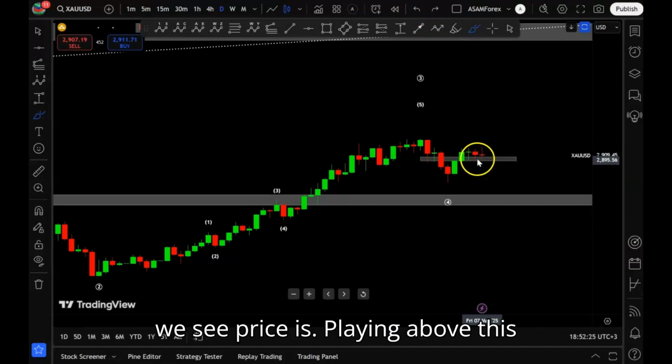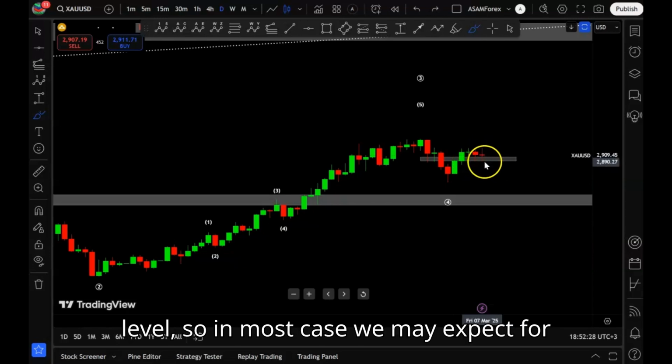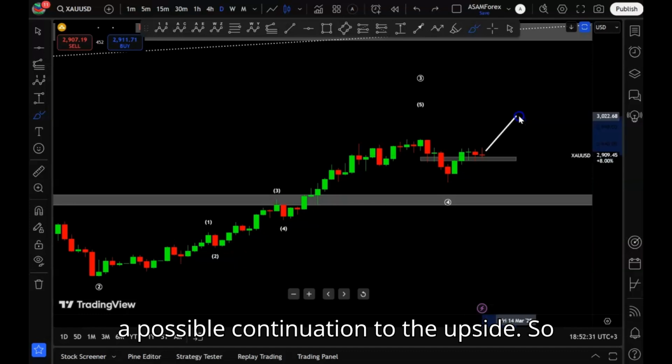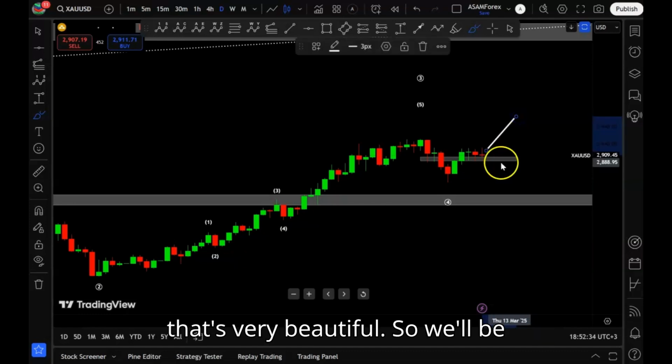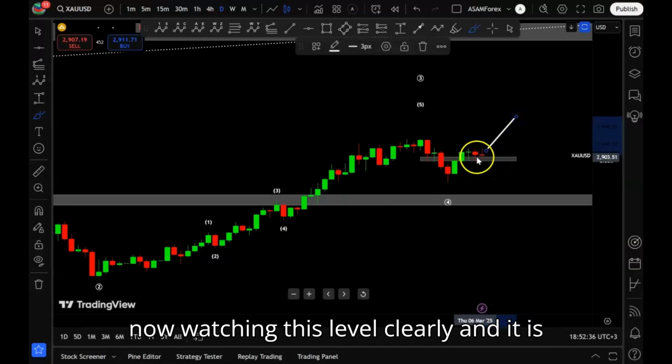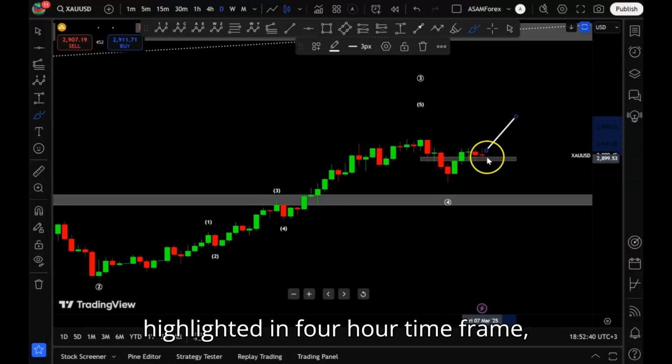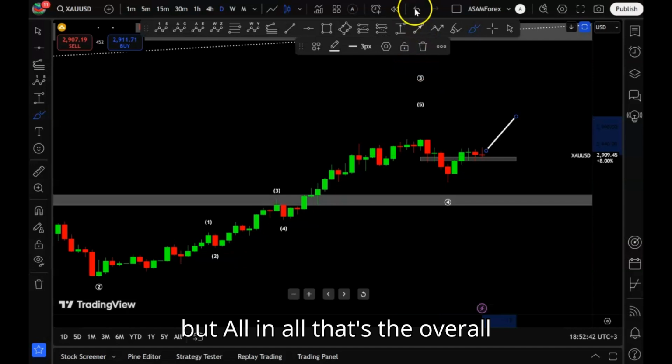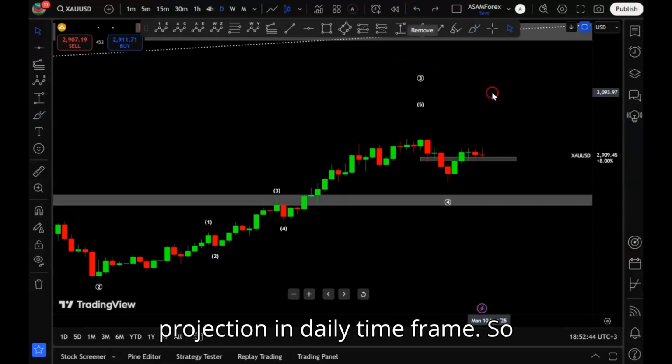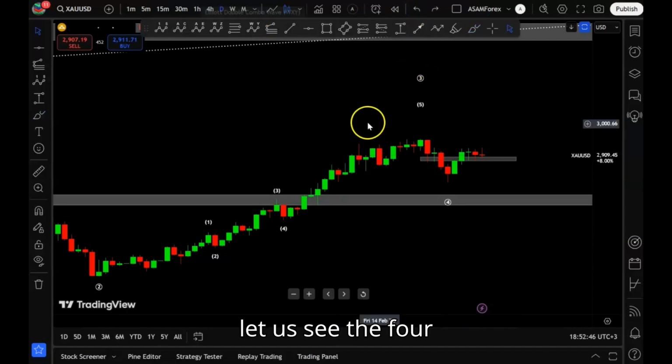So now this indicates that this level is very key and very potential. If we see price playing above this level, in most cases we may expect a possible continuation to the upside. So that is very beautiful. We'll now be watching this level clearly, and it is highlighted in the 4-hour time frame. But all in all, that is the overall projection in the daily time frame. So let us see the 4-hour time frame.